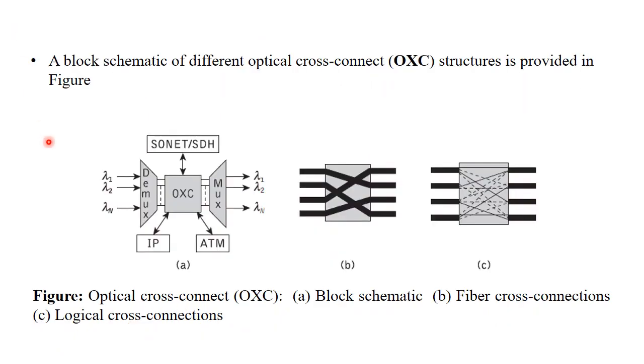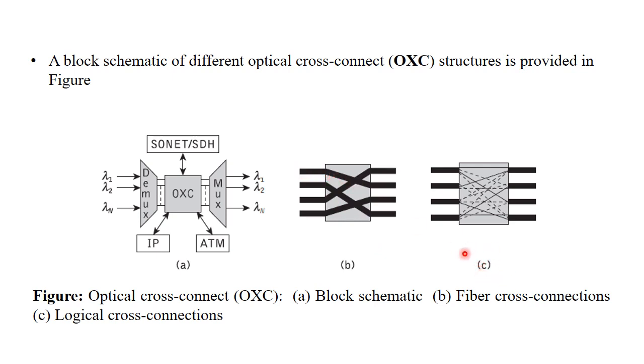Now these block diagrams are going to show the optical cross connection. Figure A is the block schematic representation. Figure B is going to indicate the fiber cross connection. Here we can clearly observe the entry point, and it has been changed over here as a second output. So this is the actual physical representation we are going to have.